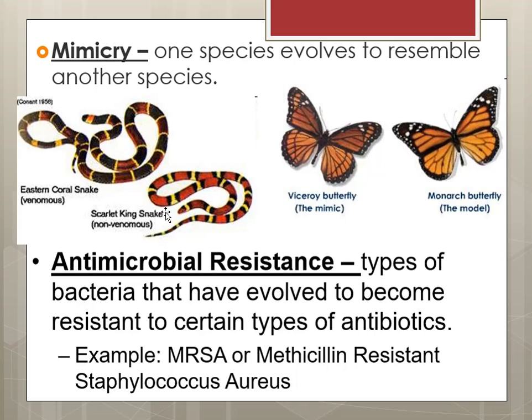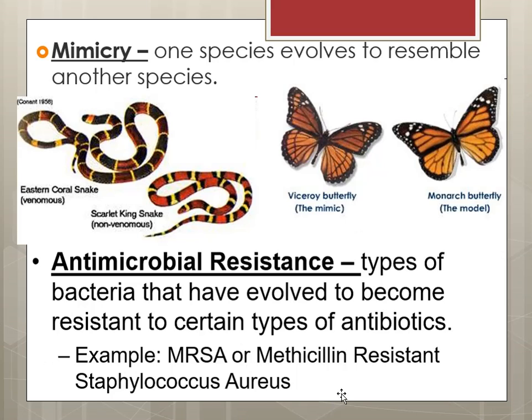There's a saying: red touches black, friend of Jack; red touches yellow, kill a fellow. So red touching yellow means dangerous, red touching black, not dangerous. The other example here is the monarch butterfly, which is typically toxic to most animals because of the powder residue on its wings. But its mimic, the viceroy butterfly, is actually not toxic, but it is similar enough in color and wing design that a lot of animals just avoid it because they think it's the toxic one.